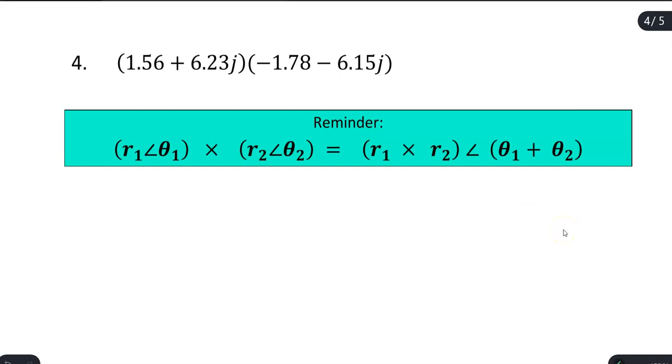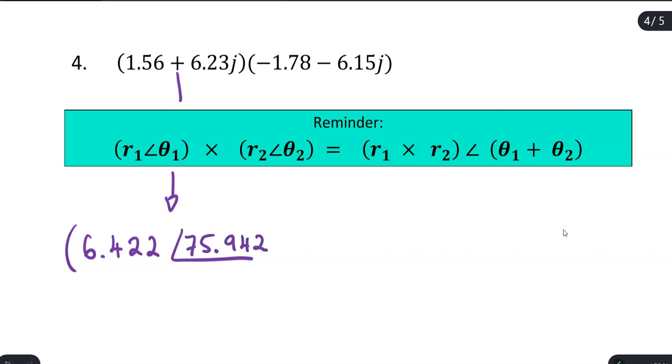Then you multiply the two moduli and you add the two arguments. Okay, so I am going to show that. I will convert the very first complex number to polar form. I end up with 6.422. The argument is 75.942 degrees. And then I multiply this with this number. When I convert, I have this on my calculator.